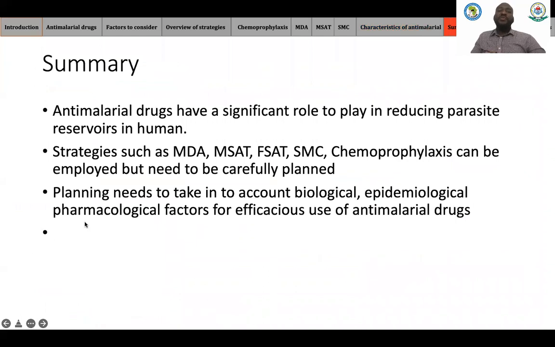Great. So generally, we've spoken about antimalarial drugs, and these we know for sure have a significant role to play in reducing the parasite reservoir in man. Strategies such as mass drug administration, mass screening and testing, focal screening and testing, seasonal malaria prevention, and chemoprophylaxis can be used, but need to be carefully planned. And planning needs to take into account biological, epidemiological, and pharmacological factors for efficacious use of antimalarial drugs.